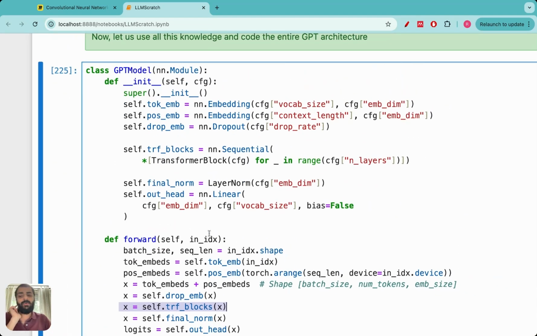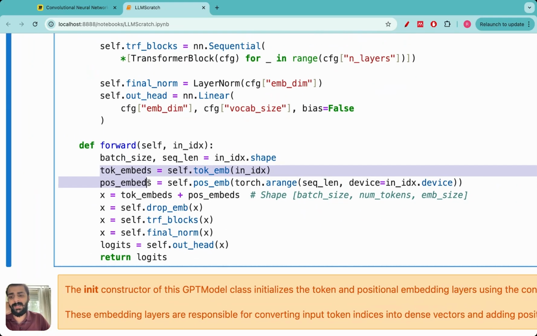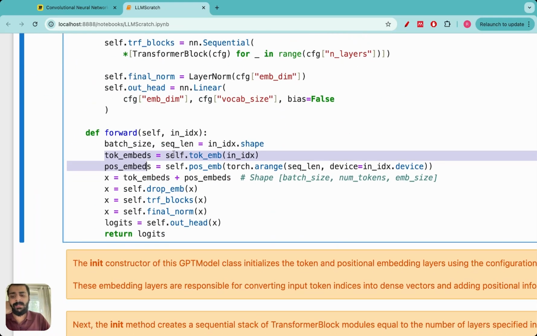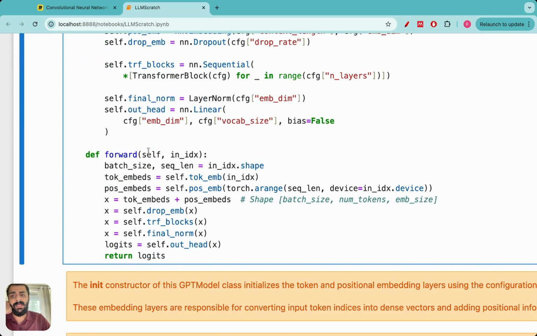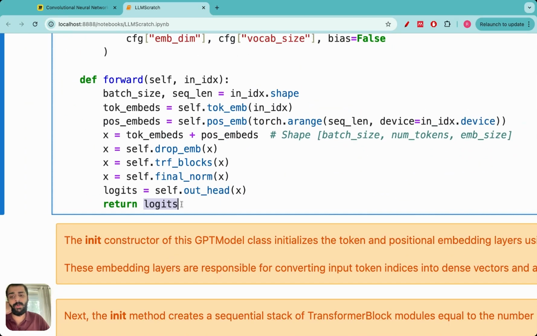That's it, actually. If you think of the building blocks, if you have understood the transformer block, if you have understood the layer normalization class, if you have understood the dimensions with respect to the token embeddings and positional embeddings, that's all the GPT model class is actually doing. It takes in the input and then the outputs are the logits which we saw on the whiteboard.